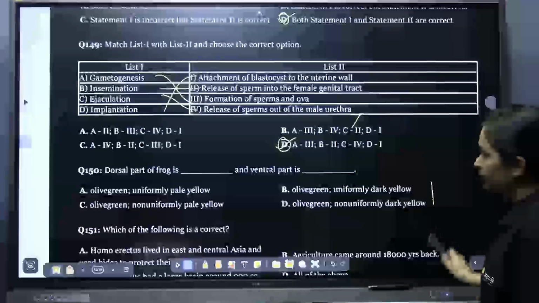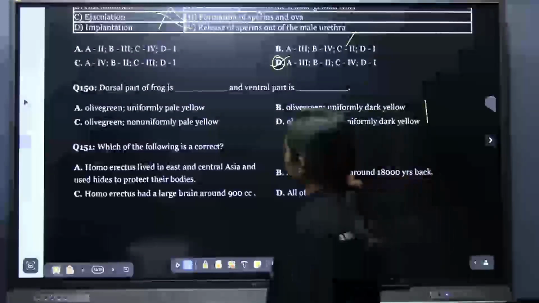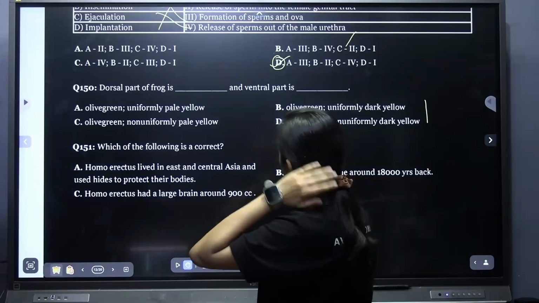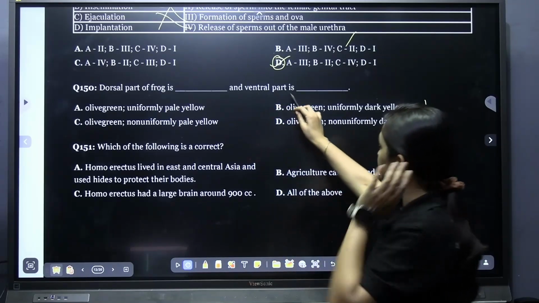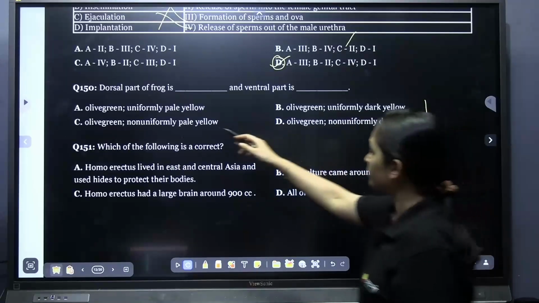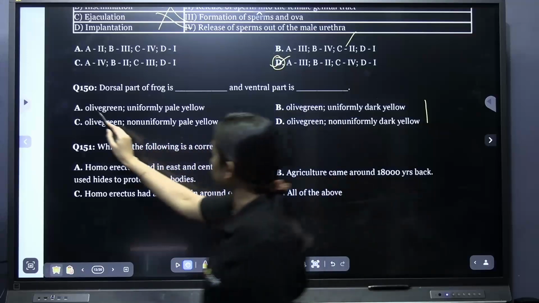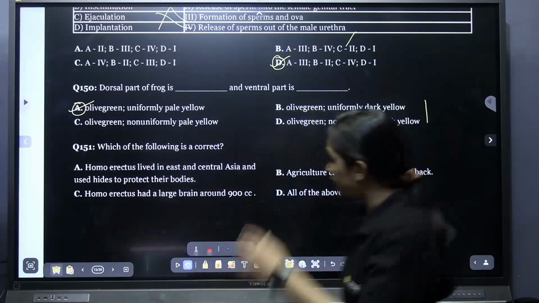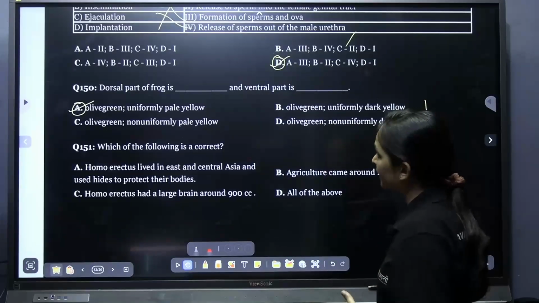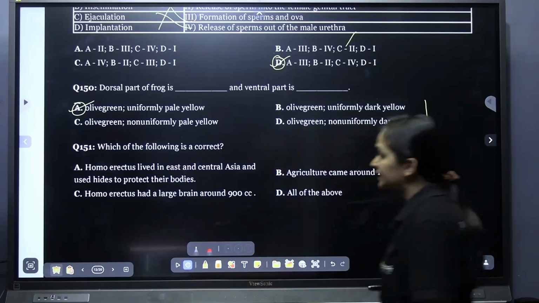So, the dorsal part of the frog is pale yellow uniformly? No, it is olive green. The dorsal part is olive green and the ventral part is pale yellow. Okay, olive green, uniformly pale yellow. A is the correct answer. It is dorsal part olive green and the ventral part uniformly pale yellow. Very good.